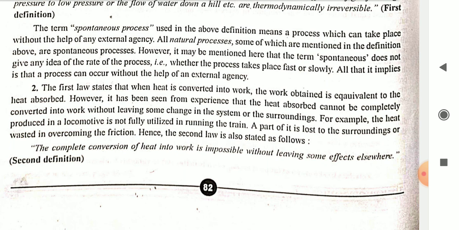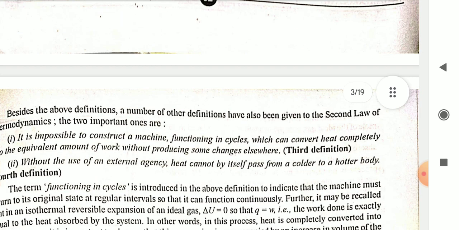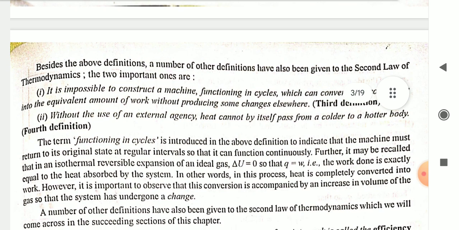Second definition. Besides the above definition, a number of other definitions have been given to the second law of thermodynamics. The important ones are: first, it is impossible to construct a machine functioning in a cycle which can convert heat completely into the equivalent amount of work without producing some changes elsewhere. Third definition. Without the use of any external agency, heat cannot by itself pass from a colder to the hotter body.